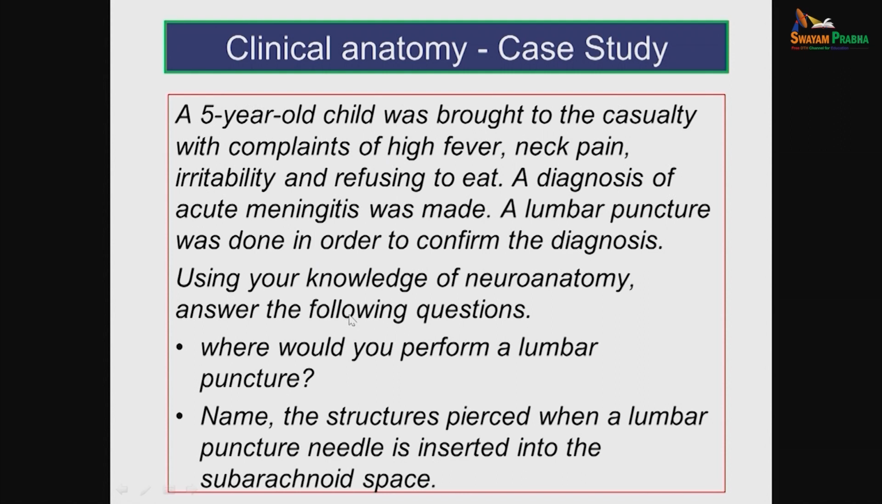So this was a child with high fever, neck pain, irritability and refusing to eat. A diagnosis of acute meningitis was made, and the resident performed a lumbar puncture to confirm the diagnosis. Having learned the clinical anatomy of the spinal cord, where it ends, the subarachnoid space, the coverings, at this stage you should be able to tell where to perform a lumbar puncture and the structures pierced when a lumbar puncture needle is inserted into the subarachnoid space. So usually the answer for this is lumbar puncture.